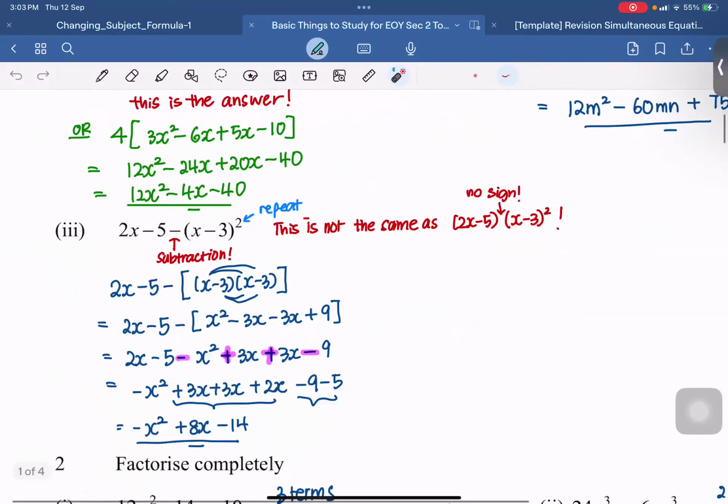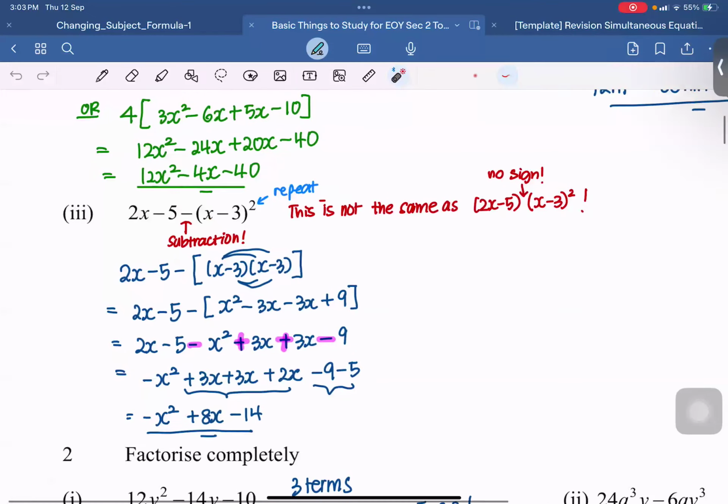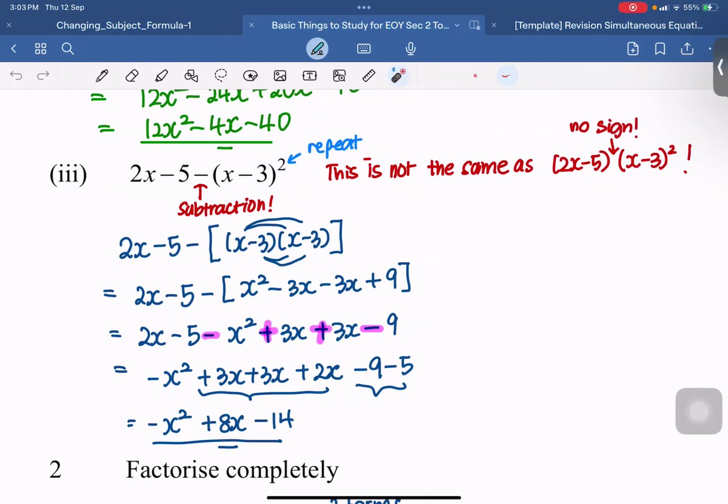Okay, this question over here, take note. Some students will mix this up with 2x minus 5 times x minus 3 squared. But take note, this one here is just a bracket with no sign, but there is a subtraction sign here. So what is the number that needs to be multiplied? Nothing needs to be multiplied. It's just an invisible number 1. So what we actually do is keep the 2x minus 5 over here, don't do anything to it. And this square means, what does square mean?